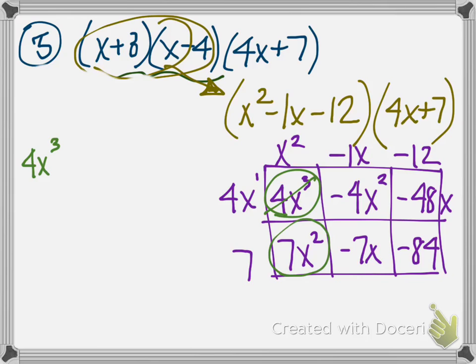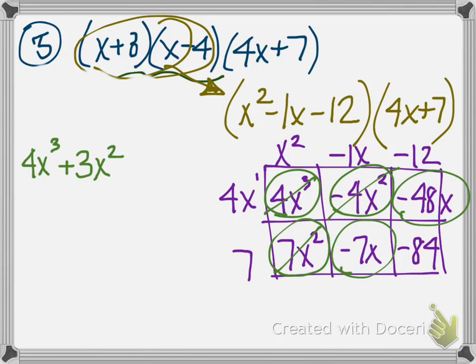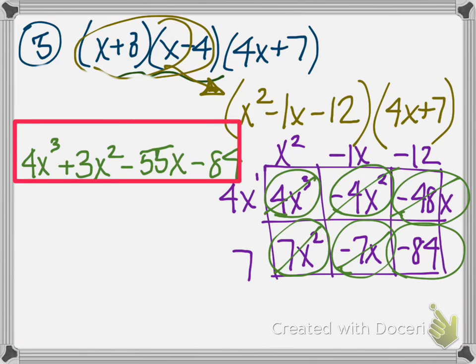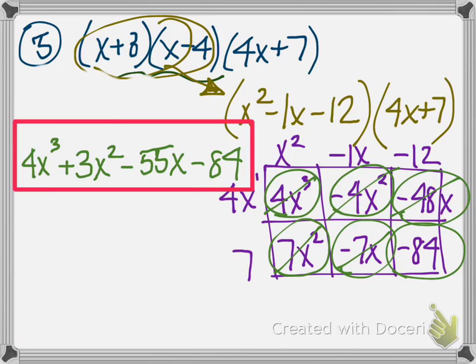Then I have 7x squared and negative 4x squared. So combining those together gives me positive 3x squared. Those are done now. Negative 7x, negative 48x. We add those together, keep it negative. We get negative 55x. And then the negative 84, we don't have anything to combine that with, so negative 84. And then here is the solution for number 5.